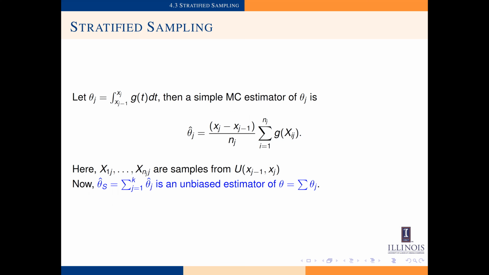Now, if we sum up all of the theta hat j's across all of these intervals that combined together is from A to B, then we know that theta hat s, which is the sum of all of these theta hat j's, is an unbiased estimator for our theta, because our theta hat j is an unbiased estimator for each of the theta j's. So the sum is also an unbiased estimator of our theta.